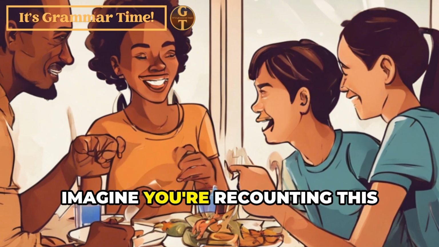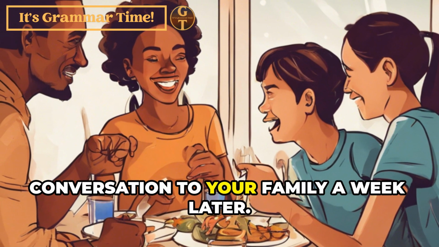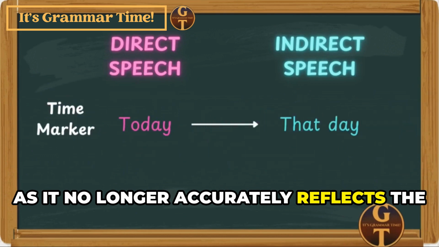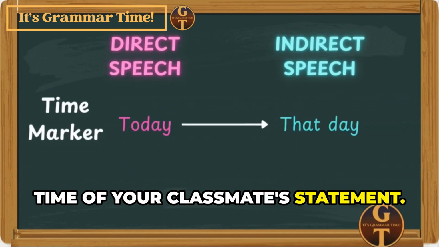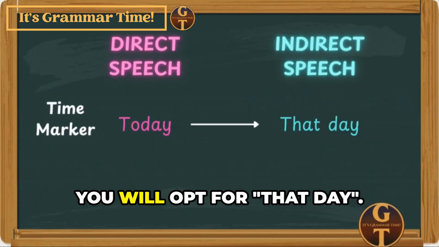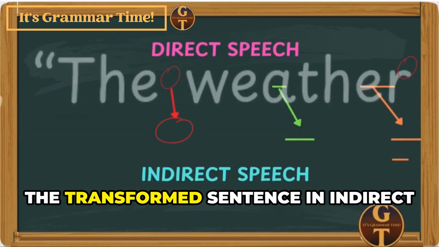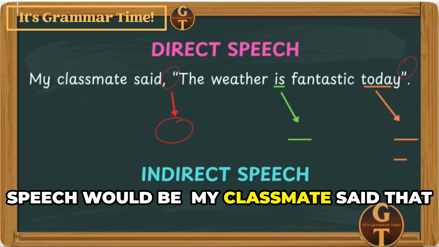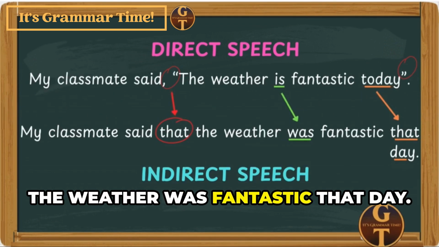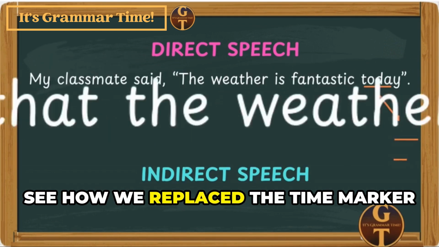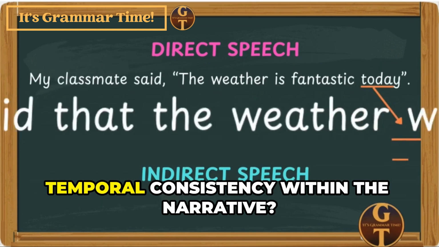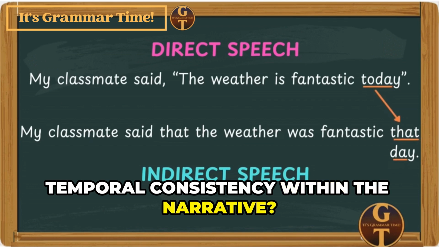Now, imagine you're recounting this conversation to your family a week later. You wouldn't use today anymore, as it no longer accurately reflects the time of your classmate's statement. Instead, you will opt for that day. The transformed sentence in indirect speech would be, "My classmate said that the weather was fantastic that day." See how we replaced the time marker today with that day to maintain temporal consistency within the narrative?